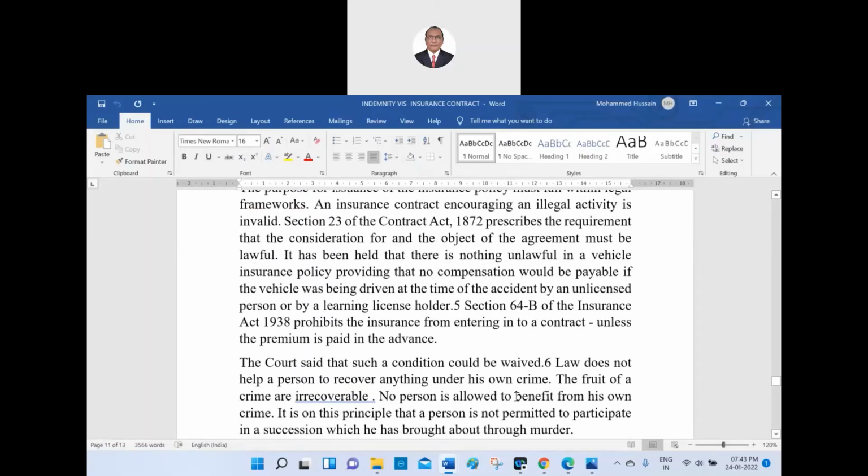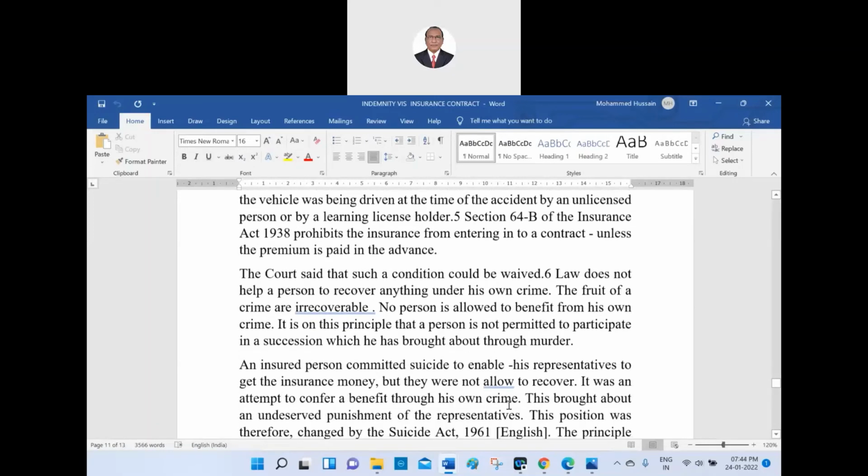Now the question comes up in most of the cases. Even though the person who is driving at the time of the accident doesn't have a valid license, still the insurance company has to pay the victim. Later on, it can reimburse itself from the person who drove the vehicle without a proper valid license. The court said that such conditions should be waived.